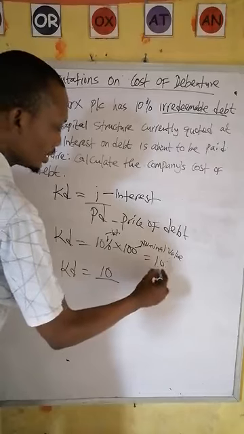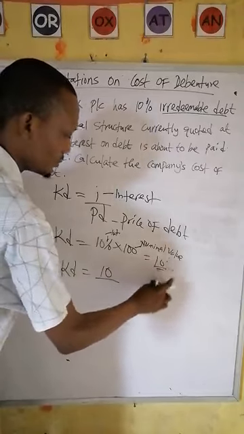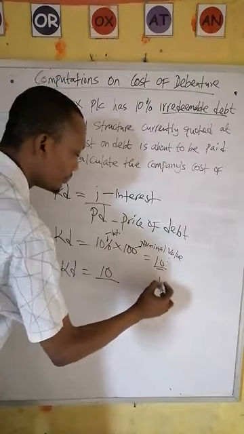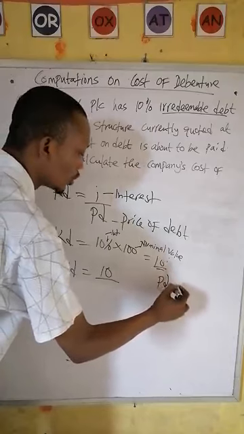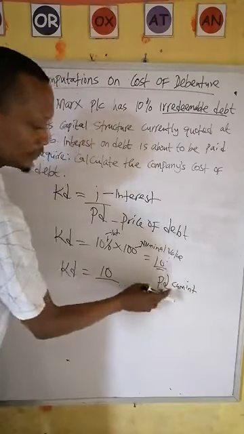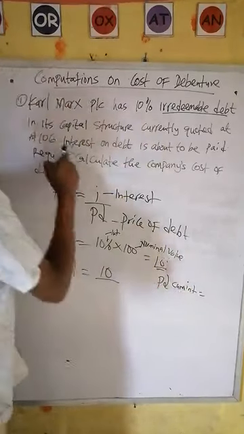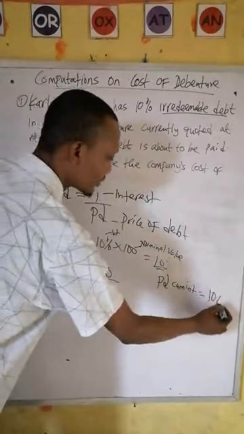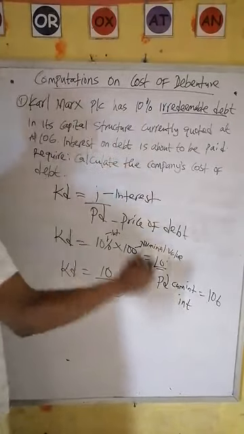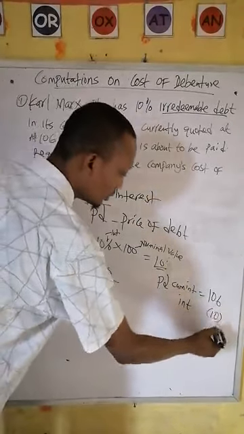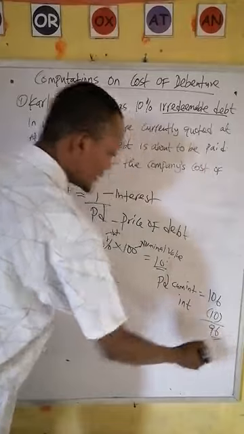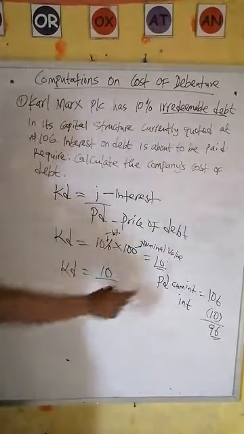So let's adjust the market price. Price of debt cum int, PD cum int, is equal to 106. What is the interest on it? We need to remove the interest element, which is 10. We remove it, so we have 96. So the price of debt to use here is 96.